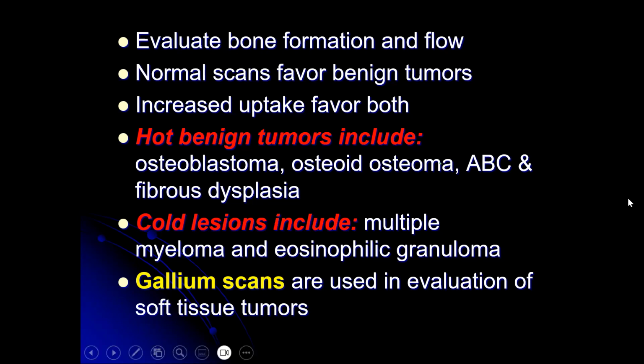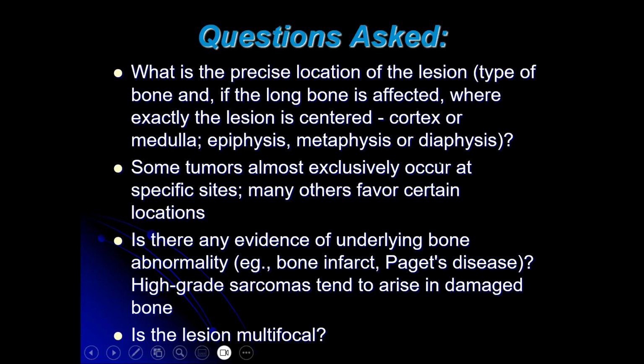Now, what are the questions asked? What is the precise location of the lesion, as I mentioned? The type of bone. You have to think of whether you have flat bones and long bones. There are certain tumors which occur in flat bones, certain tumors occur in long bone. Where exactly is the lesion center? Keep this in mind. That's what I've been talking on for the past three quarters of an hour. The epiphysis, some tumors almost exclusively occur at specific sites. Many others favor certain locations.